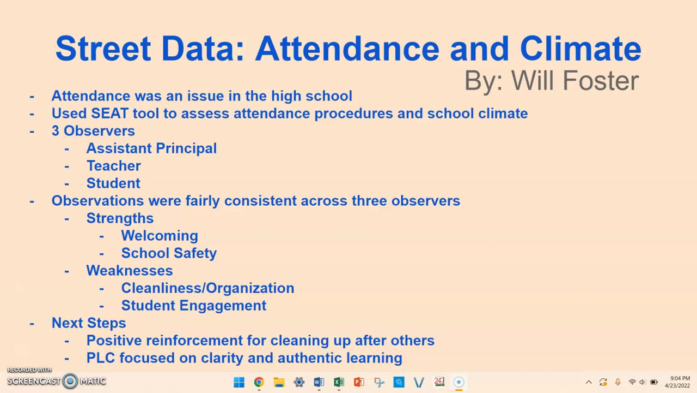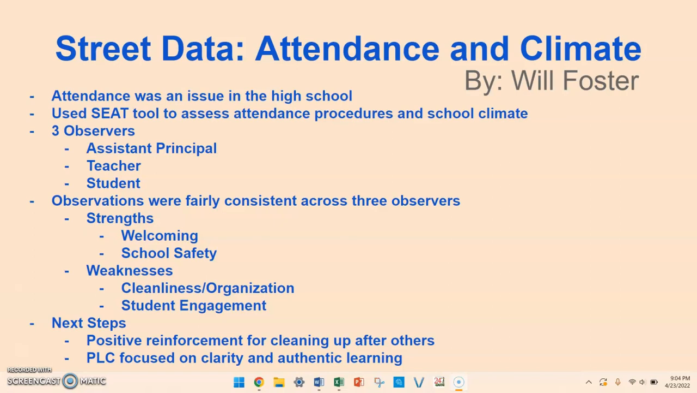We used 3 observers. Those were, first, an assistant principal, second, a teacher, and third, a student in the high school. Those 3 people went and observed the school and used the SEAT assessment tool to guide their observations. After, when they compared results, they were fairly consistent across all 3 observers with only some slight differences.